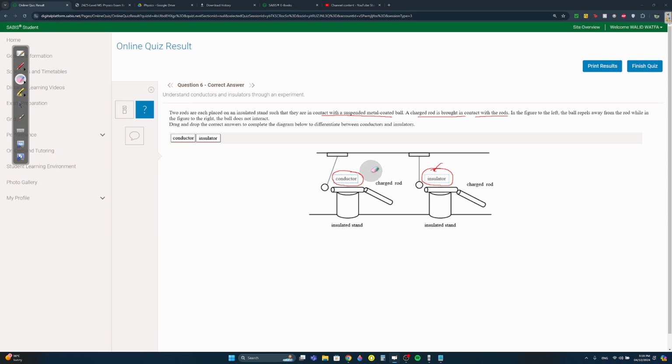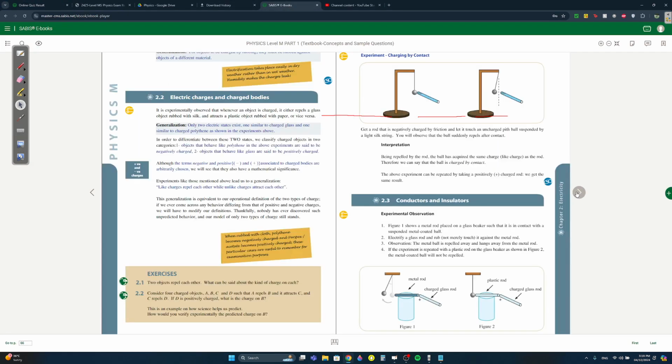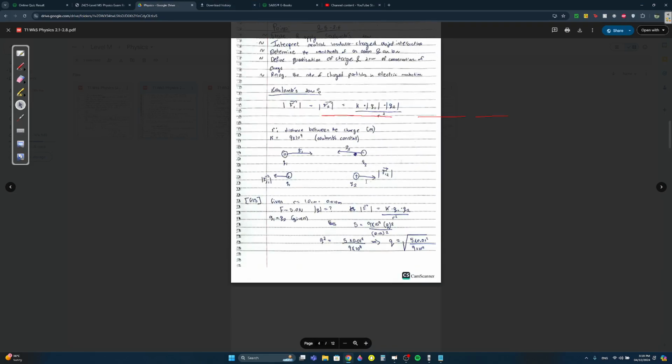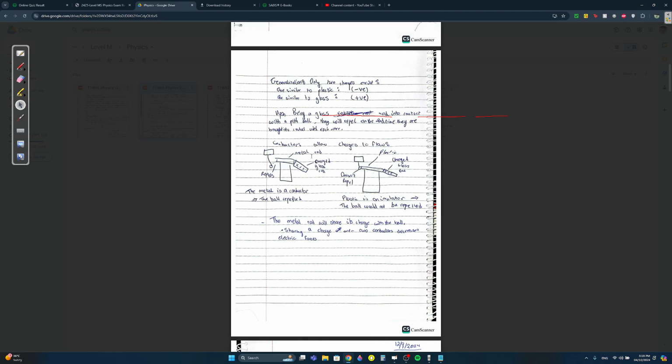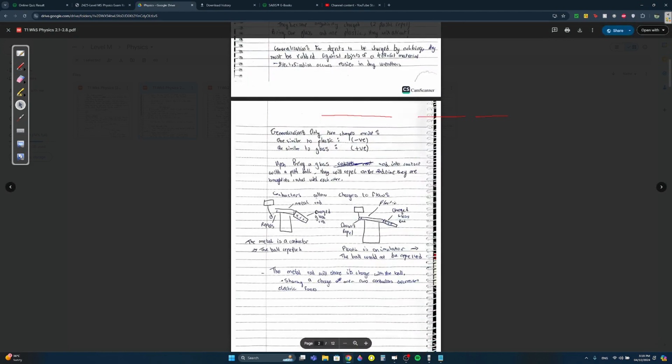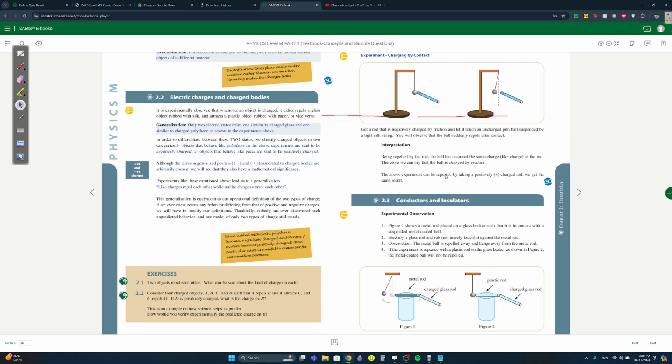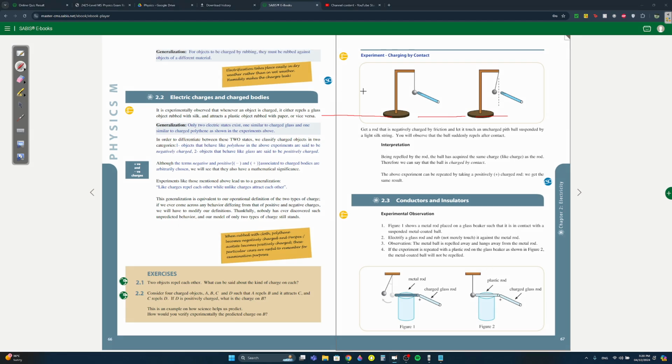But how? Look, if you go to the ebook, I'll show you. It's also in my notes if I'm not wrong. Over here, yes. This experiment is to show that conductors allow charges to flow. Because when you put any charged object, but this is about the ball.